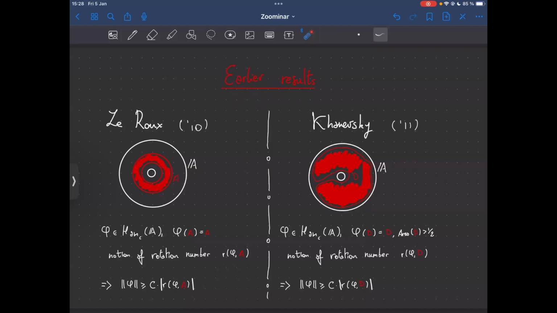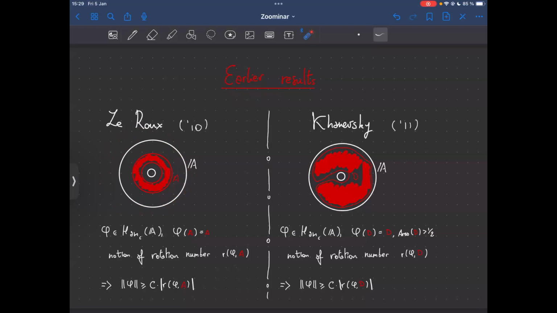So in 2010, Frédéric Leroux considered an annulus inside another annulus, and the subgroup of Hamiltonian diffeomorphisms which fixed the annulus as a whole. And to every element in that subgroup, he associated a rotation number, which is, very intuitively, and also very clearly, just the number of times a point would wind about the center of the annulus, and proved the same kind of estimate essentially.